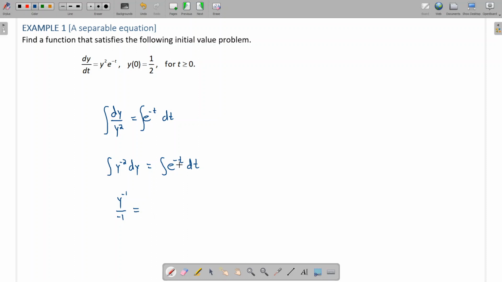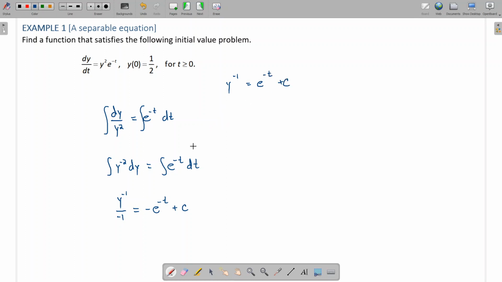Okay, so this one, antiderivative of e to the t is just e to the t, but we have that negative in front of it, which means we're going to get a negative out in front of this. Technically you're doing a u substitution there, but we should be able to see through that one without actually doing the substitution. Okay, so we're almost done. Let's multiply the negative over. So this would be y to the negative 1 equals e to the negative t plus c.